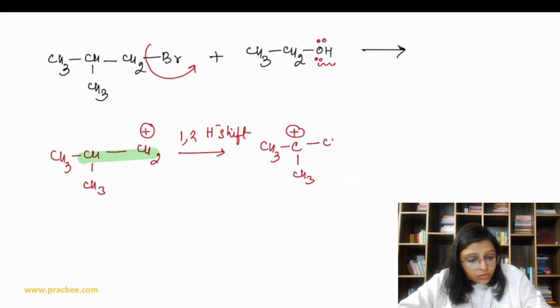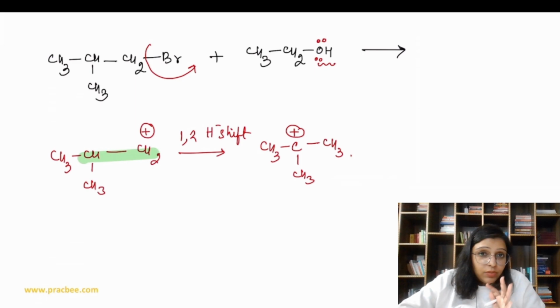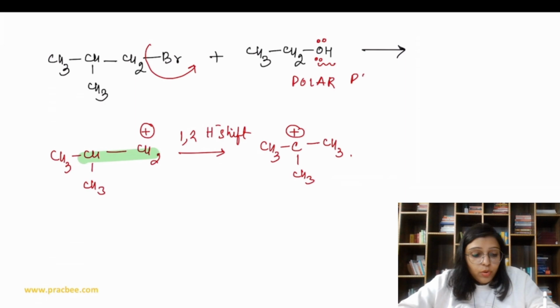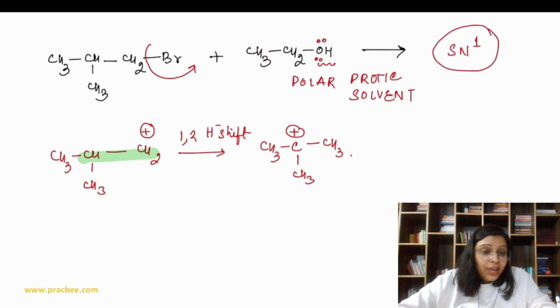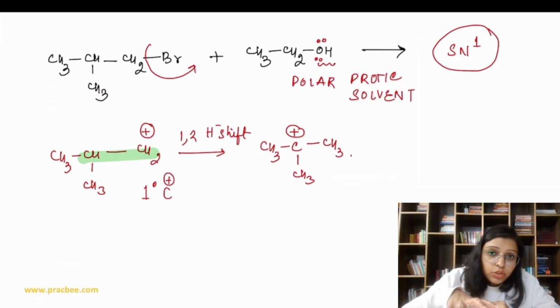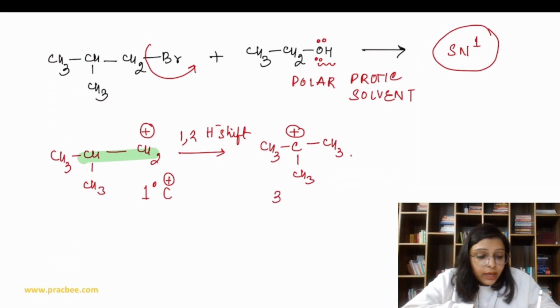Now CH3. Now see, there is one more thing: this is a polar protic solvent kind of thing. If it is similar to a polar protic solvent, it means hydrogen is attached to more electronegative atoms, so it tries to do an SN1 reaction. So here I am trying to do SN1 reaction, but here we get a 1 degree carbocation which is unstable, not that stable. So I am doing rearrangement in order to make the 1 degree carbocation a 3 degree carbocation.